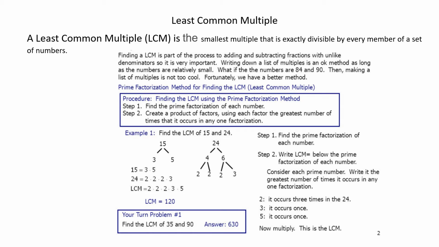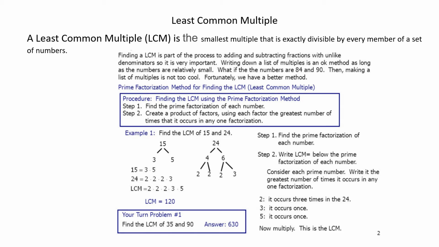To prime factor numbers, you would start by making a factor tree, just like we did before. Then you'd write the least common multiple, which is below the factor tree. Considering each prime number, write it the greatest number of times it occurs in any one factorization.